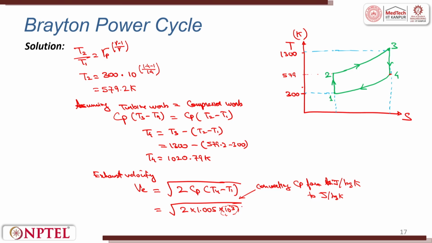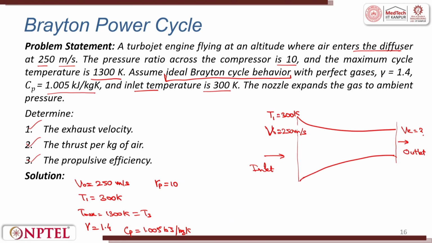This times T4 minus T1. T4 is just calculated, 1020.79, minus T1 is 300. So, I got the value of the exit velocity as 1203.65 meters per second. That means this exit velocity is about 1203.54 meters per second.